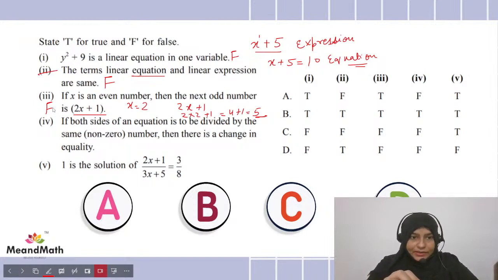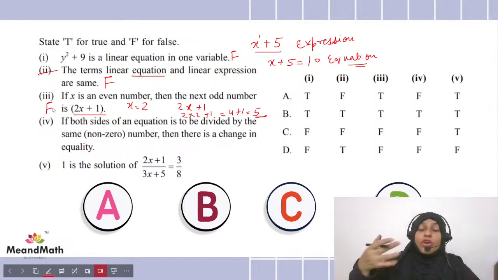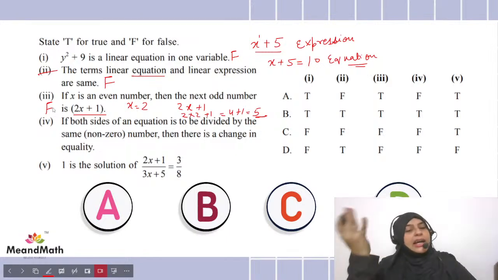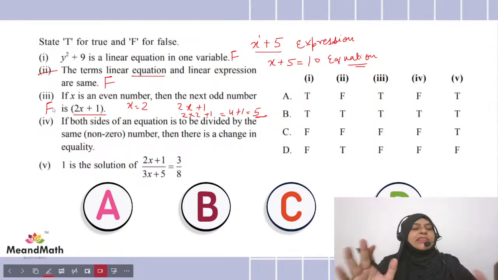Correct? Because we are not getting the next odd number. We are getting another odd number. That's why this statement is false.